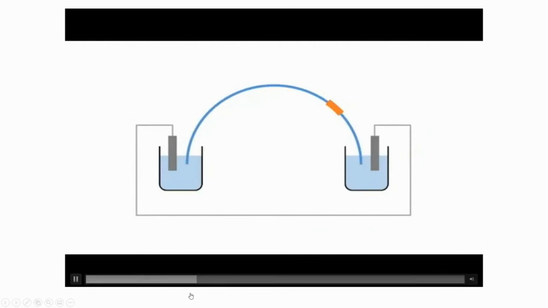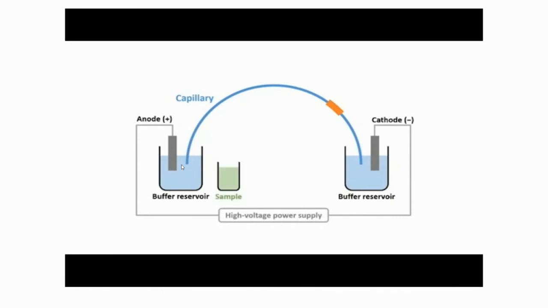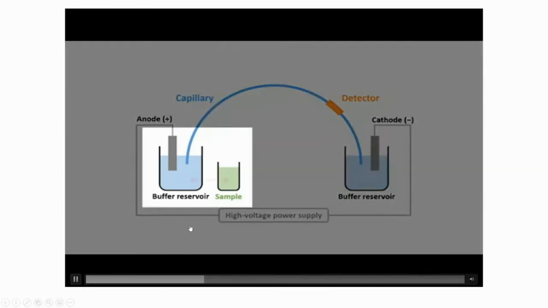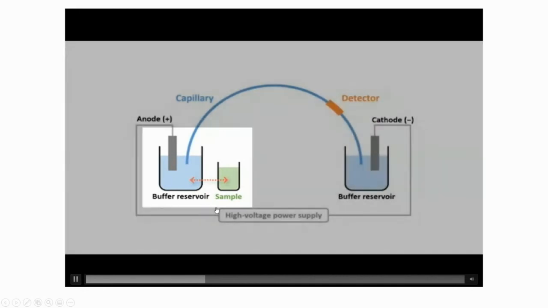The instrumentation of capillary electrophoresis is pretty simple. First, we have a fused silica capillary that extends between two buffer reservoirs. Inside these buffer reservoirs, there's a platinum electrode which is connected to a high voltage power supply. Our sample can be introduced at one end of the capillary while the detector is placed near the other end. The sample valve is interchangeable with the buffer reservoir during the introduction of sample.